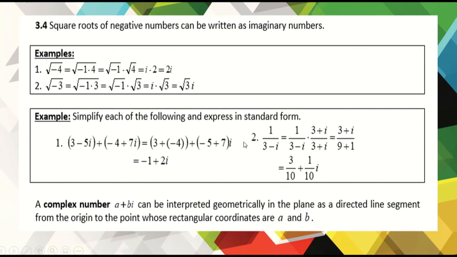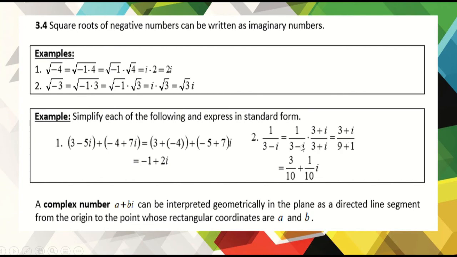Next, number 2, 1 over 3 minus i, that is equal to, so for this we use our guide. So 1 over 3 minus i times, to eliminate this i, since it is minus, we multiply by plus, in both the numerator and denominator. So our result, 1 times 3 plus i is 3 plus i.